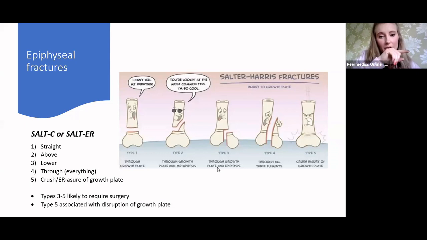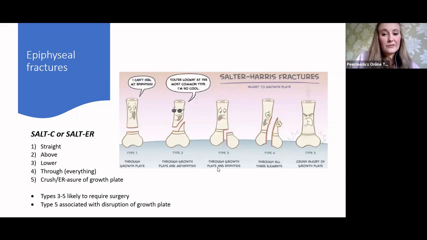Type 2 goes along it and above it. Type 3 goes along it and below it, so L for lower. Type 4 goes through everything, so through your epiphysis and a little bit of your diaphysis as well. And type 5 is crush, so it is through the growth plate but it's crushing it, so it could be a buckle fracture.